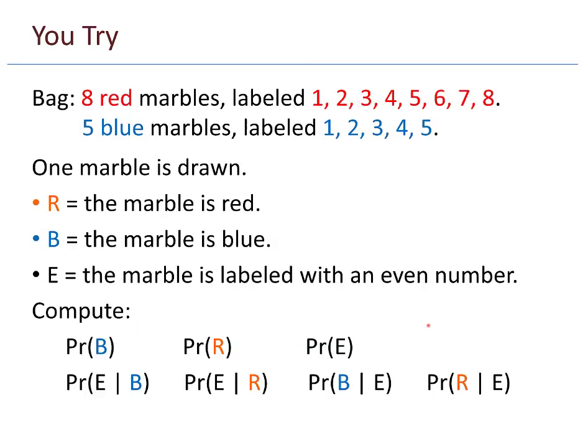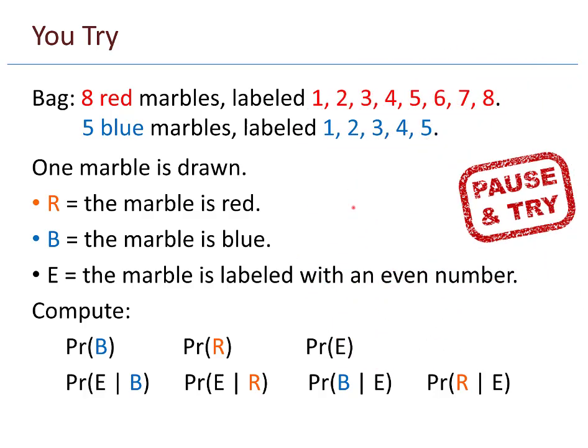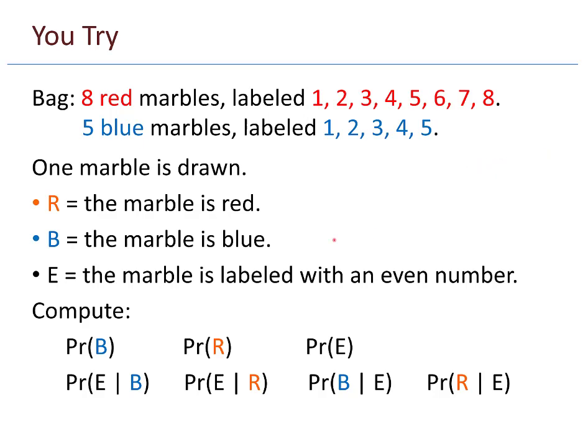All right, here's one for you to try, I promise, much simpler. Take a look at this. Let's suppose that there's a bag that has 8 red marbles labeled 1 through 8, 5 blue marbles labeled 1 through 5, and here are some various probabilities and conditional probabilities for you to work out. Pause the video, give this a try, and then start it up again when you are ready to check your work. Okay, let's take a look. So I'll just slowly show up the answers and see if you got it right.